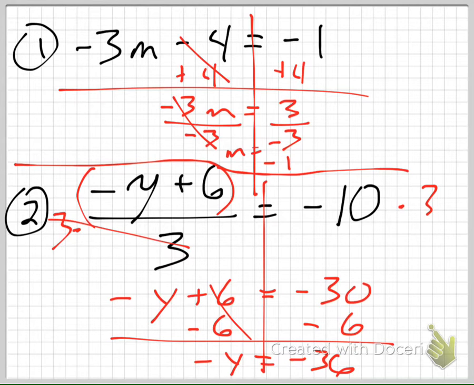Now we deal with this. The y is negative. That's no good. If I don't like the negative there, what do I do? Multiply everything by -1. What does multiplying by -1 do? It flips every sign, right? This becomes y equals 36. How many of you got that? Okay.